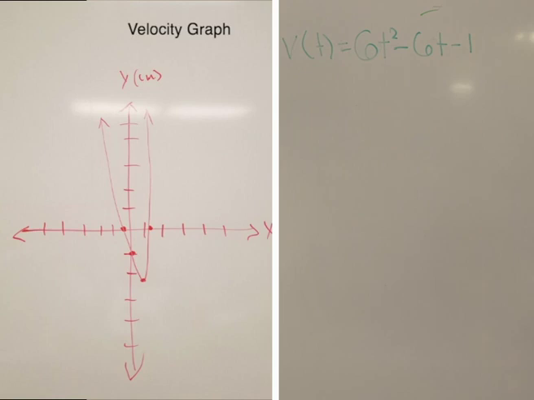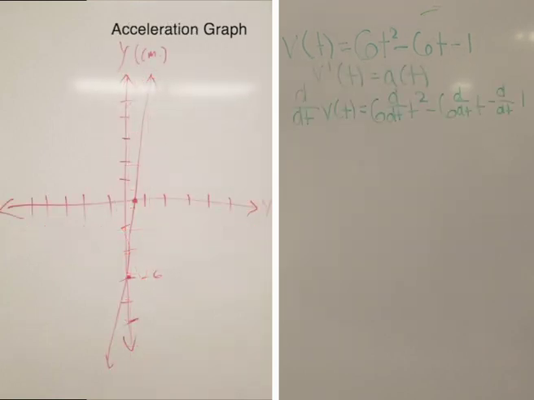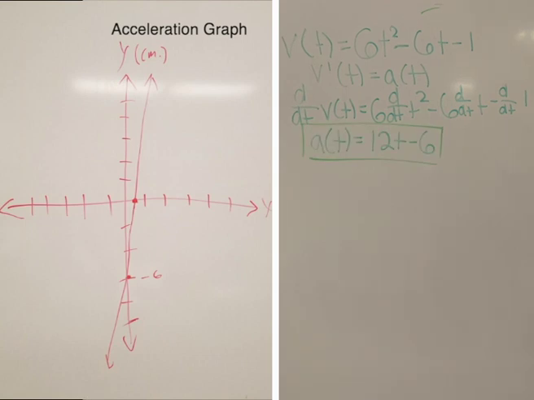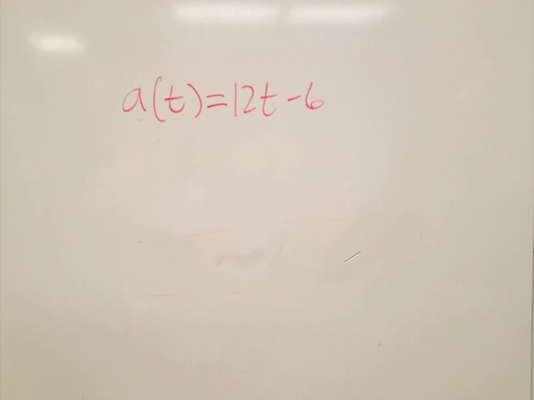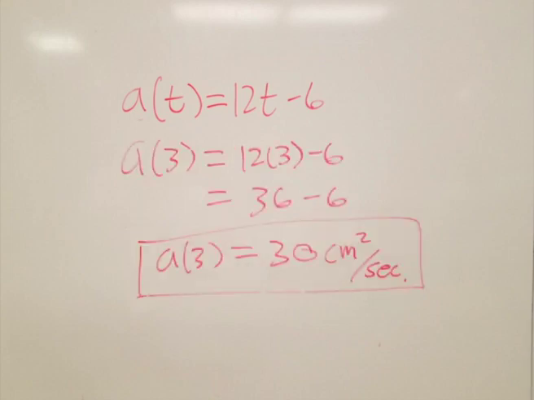To find the acceleration equation, we took the derivative by using the power rule on each term of the velocity function, since acceleration represents change in velocity over time. To find the object's acceleration at t equals 3 seconds, we plugged in 3 for t in the acceleration function.